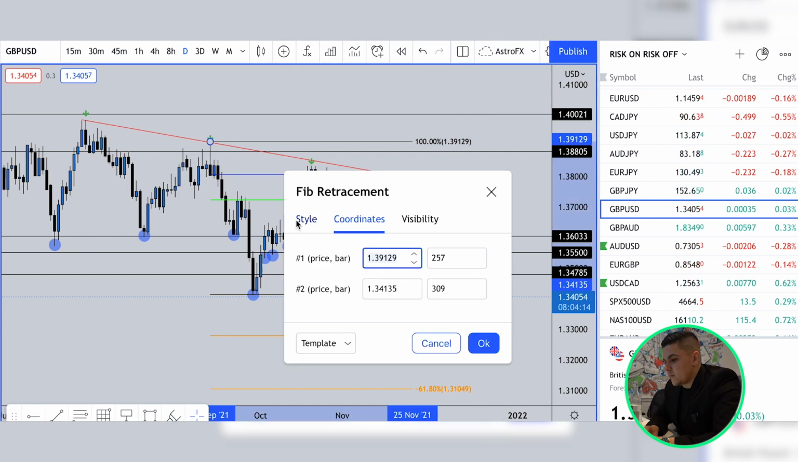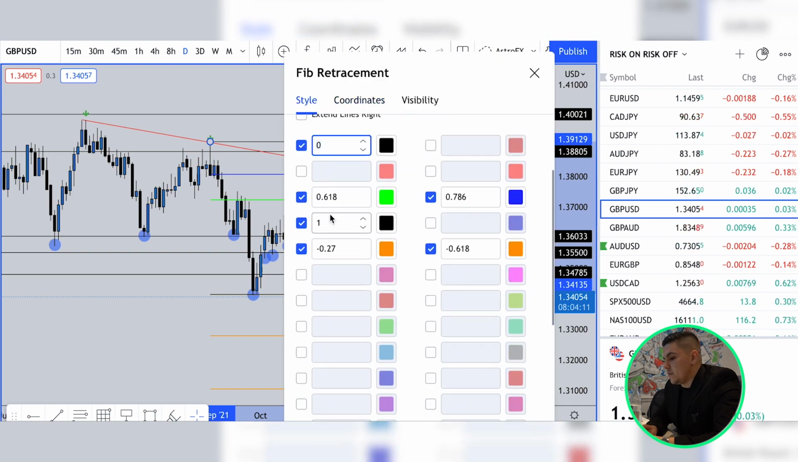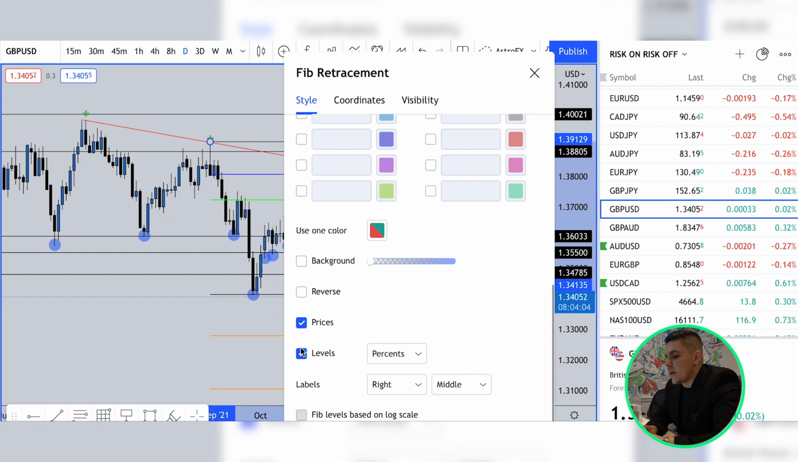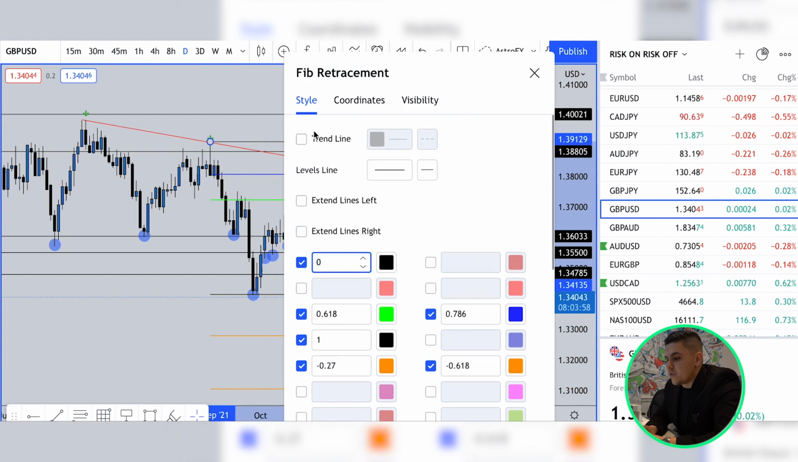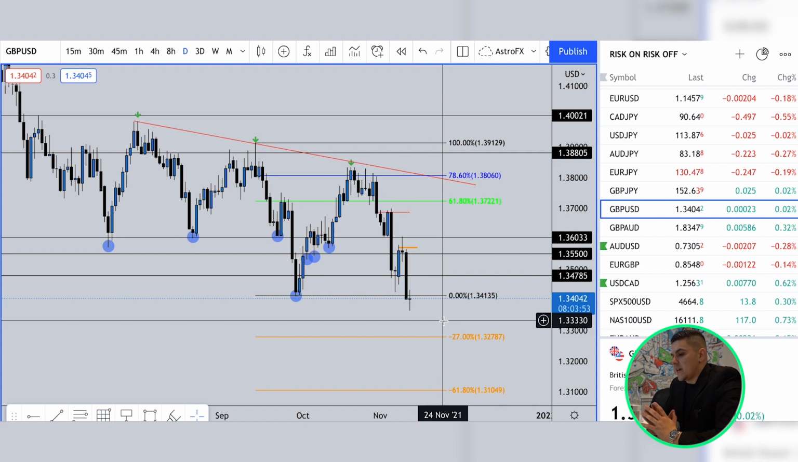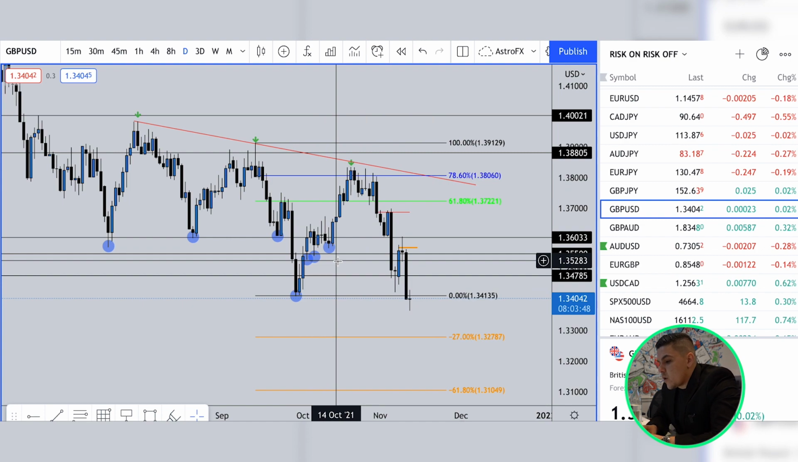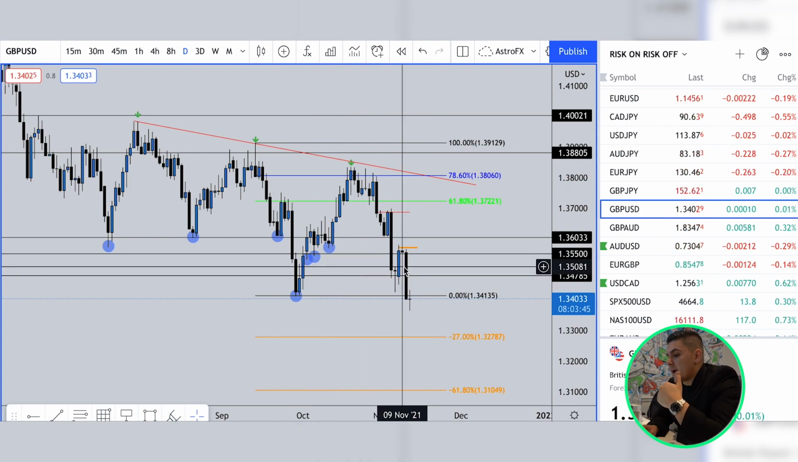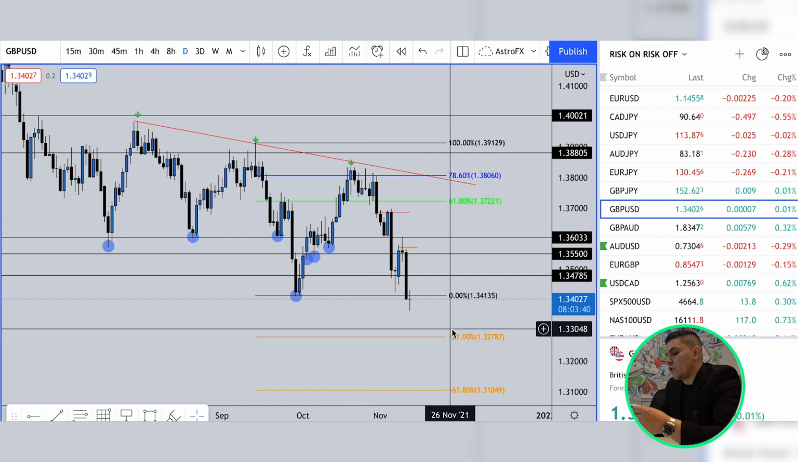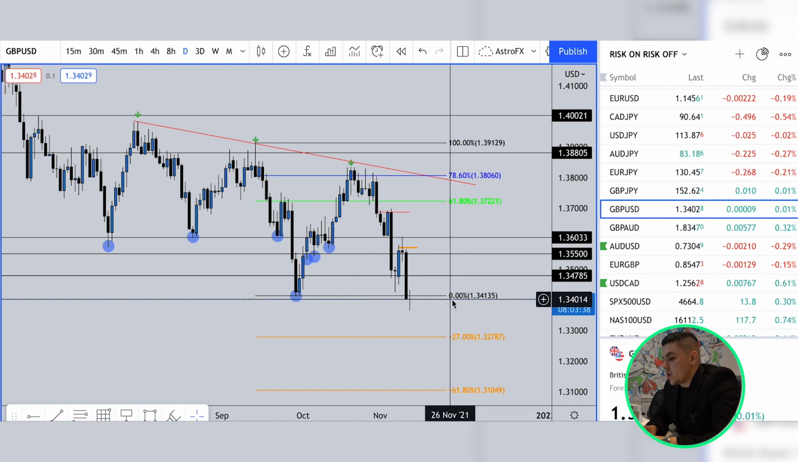Go to the settings. Most importantly for myself, I like to use the 61.8 and the 78.6, as well as target 1, target 2, background taken away, levels, percentages, labels to the right and the middle. Obviously remove the trend line if you want, but that is what I use. All this tells me is a shift in momentum of one currency versus the other. We know that recently we have seen a lot of unwinding of that Bank of England optimism, which has sent the pound absolutely through the floor following a strong dollar because of a hawkish Fed.